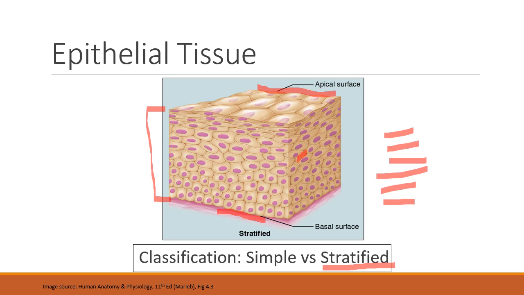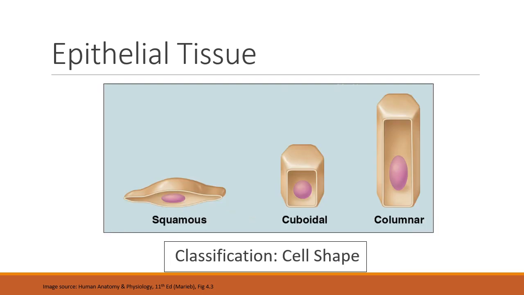And not in between these cells, that's not the apical surface or the basal surface. It's just the bottom layer here by the basement membrane, and then the top layer here of the environment. So you can classify epithelium by whether it's simple or stratified, but then you also can classify it based on the shape of the cell.